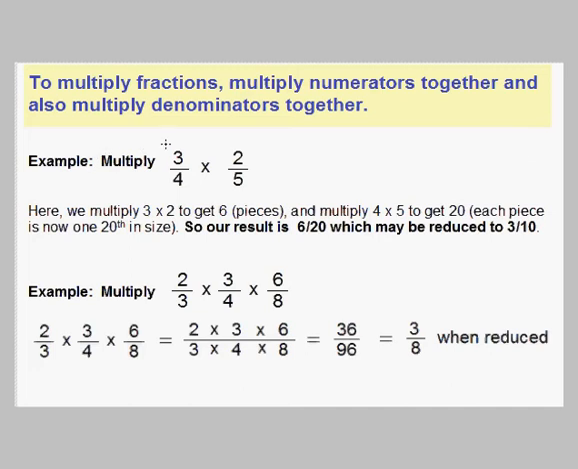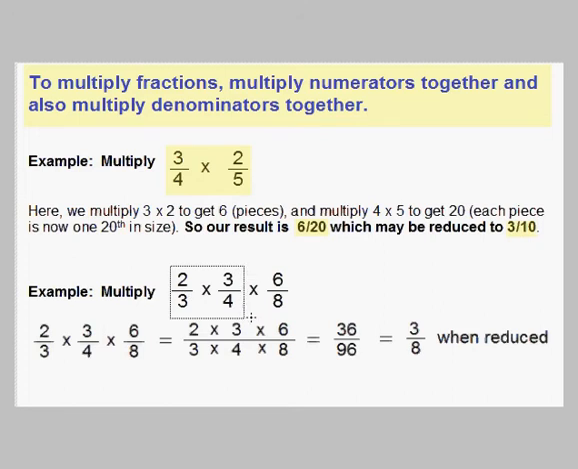Let's look at an example. Multiply 3/4 times 2/5. Here we multiply 3 times 2 to get 6 pieces. We multiply 4 times 5 to get 20, which means we're cutting our pieces into 20ths. So 20ths is the piece size, and 3 times 2 equals 6 pieces. Our result is 6/20ths, and we can reduce 6/20ths by dividing both 6 and 20 by 2 to get 3/10.